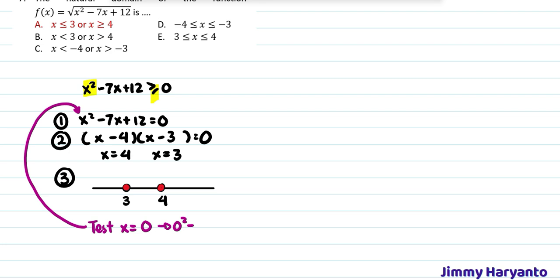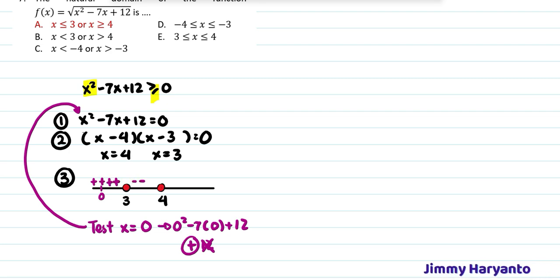0 squared minus 7 times 0 plus 12. So the answer is plus 12. We don't need the 12, we only need the plus. That means 0 is plus, 0 is right here. That means this one is plus, plus, plus, plus, plus. And then passing through 3, it will become minus. Passing through 4, it will become plus again.